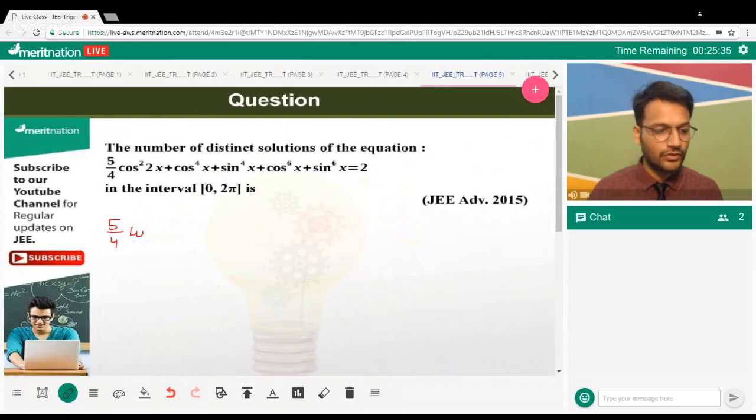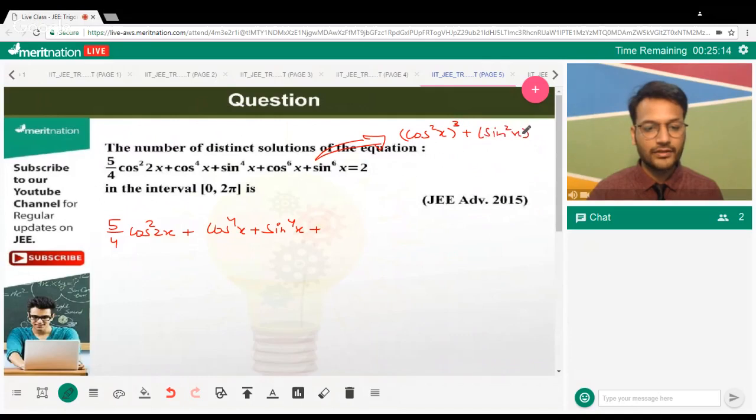5 by 4 cos square 2x. I'm just keeping this as it is as of now, though you can manipulate it directly. And over here, you can write this as (cos square x) cube plus (sine square x) cube, right? So a cube plus b cube, you can apply the formula. The formula is (a plus b) times (a square plus b square minus ab). Hopefully everyone is clear with it.